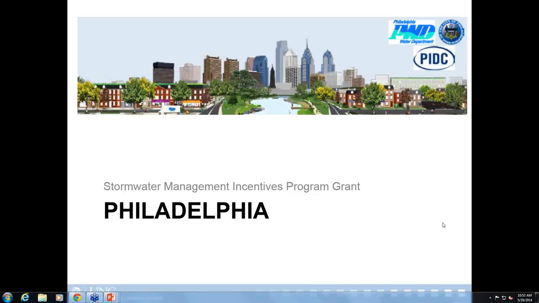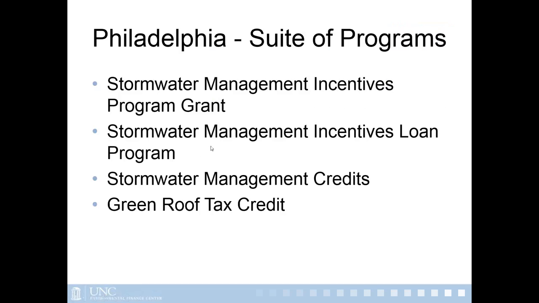The next slide shows what we call the suite of programs in Philadelphia. There are four main ones that we highlighted here. First, there's a grant component of the incentive program. There's also a loan component. And then the stormwater management credits is something that's still taking off. That's not as developed as some of the other areas. And there is a green roof tax credit as well.